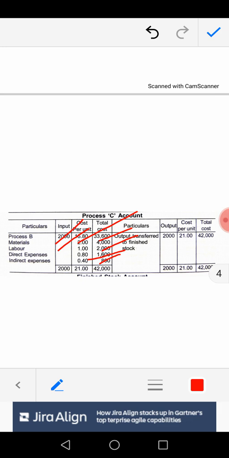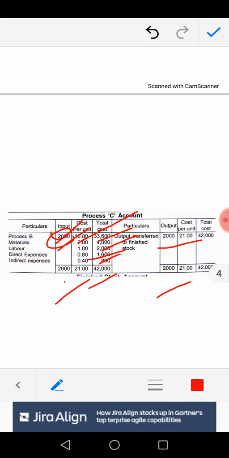You have to calculate the cost per unit the same way. You have to divide it by this 2,000 amount. So 0.80, 0.40. You have to make the total the same way. Input is 2,000, you have to calculate the cost per unit, and next the total cost is 42,000. Put the same total in the credit side, the same amount.